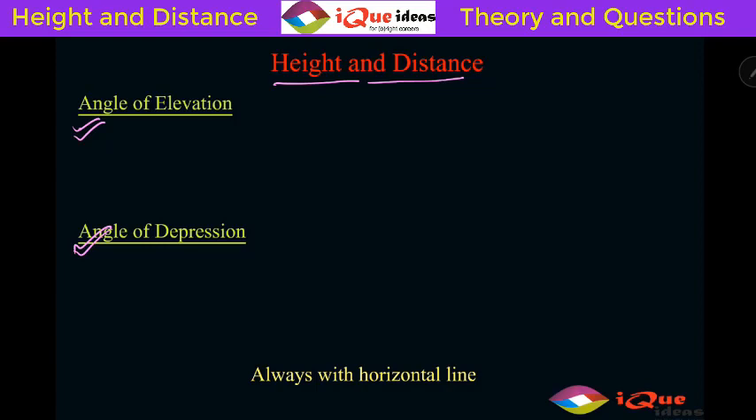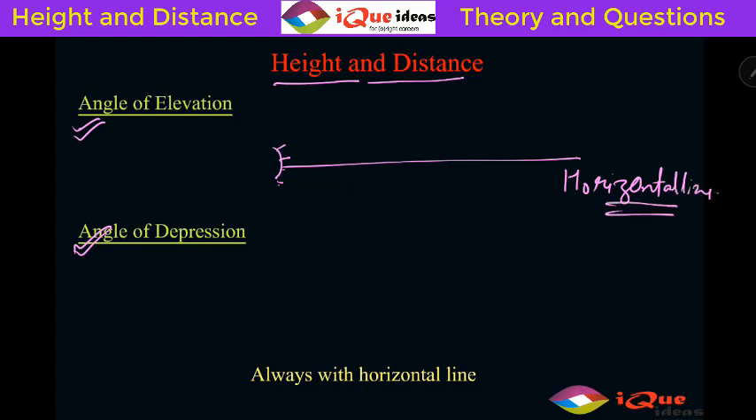The first thing is, how do we look at things? Right? So for example, a normal person has an eye level like this. So when a person sees with his eyes, he sees straight, right? This line is called horizontal line. Okay. So anything that you see, it is with respect to the horizontal line.